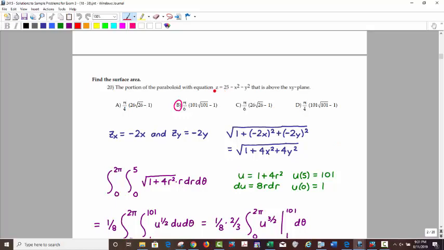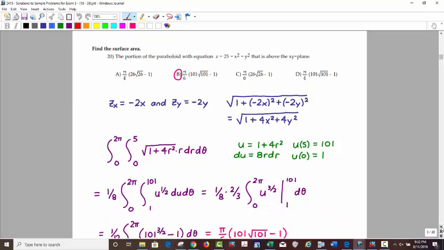So here's the function for z. The x partial would be negative 2x. The y partial would be negative 2y. So squared, that would be 4x squared plus 4y squared. It's a square root of all that. So that certainly does not look fun to integrate in rectangular form. And it would not be pleasant, if even possible. But let's take a look.